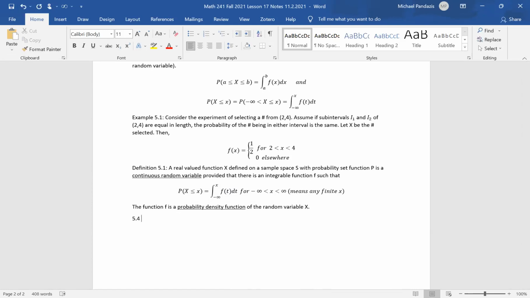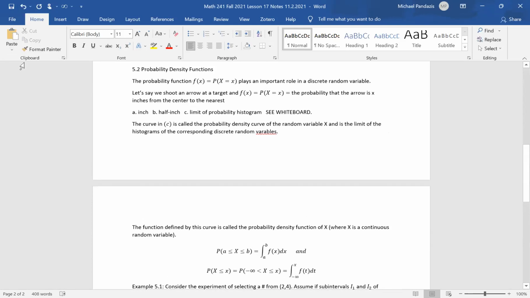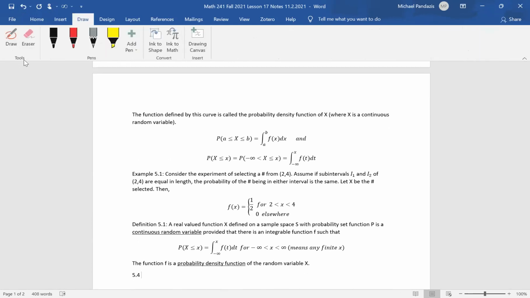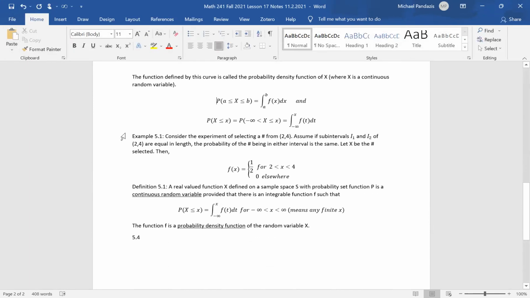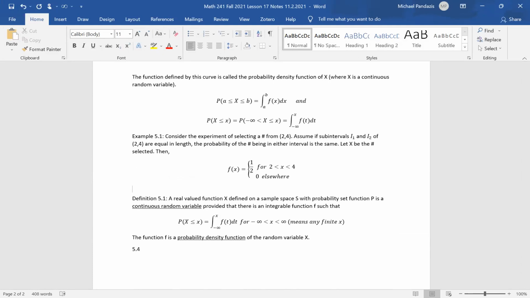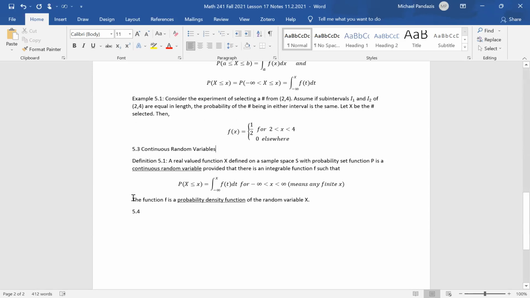Okay, so this is 5.4, right? So this was 5.3, continuous random variables. Okay, so 5.4 is finding probabilities for continuous random variables.